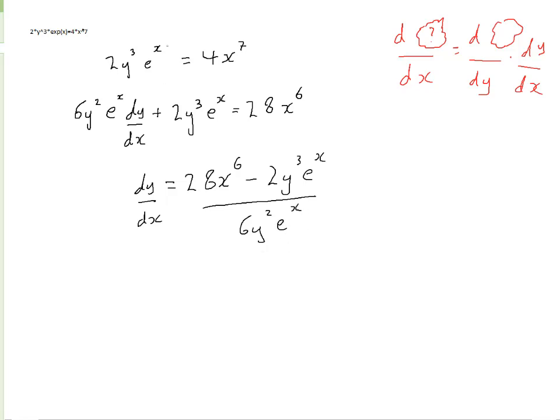And then you can simplify just a little bit and let's save space just by doing it like this. This can be 14. This can disappear, and this can be 3, just by cancelling. Okay, so that gives you an expression of dy by dx. It's implicit because on this side we have y's and x's.